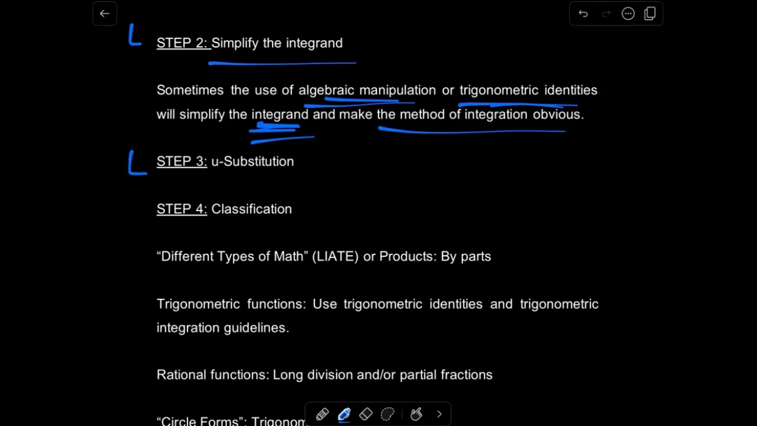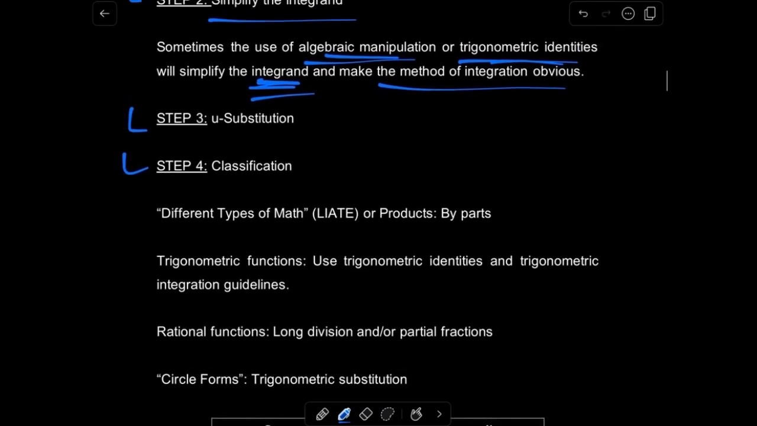Step 3 is to check if we can perform U substitution. If we can't do that, then we're going to go to step 4, and step 4 is to classify the type of integral that we have. So I've listed here some of the different sections that we've covered. Let's go for the first one.